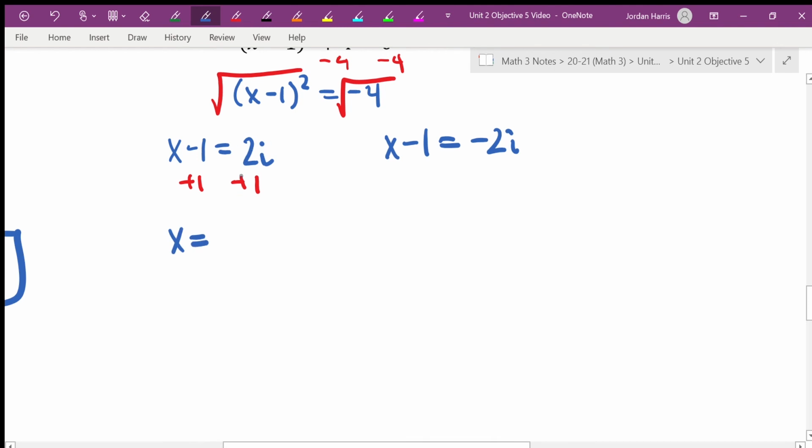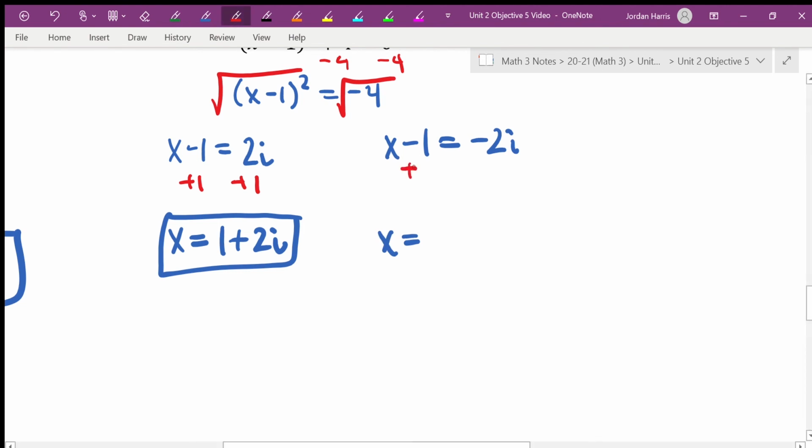This term has an i. This one does not. So it's 1 plus 2i. That is as simple as it gets. They are unlike terms. Same with the other side. Add 1, and I get 1 minus 2i.